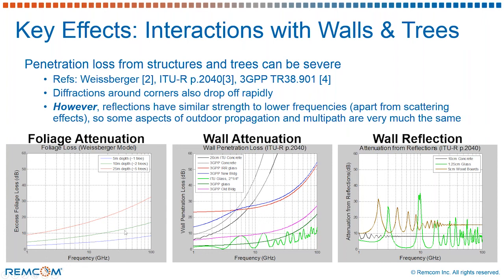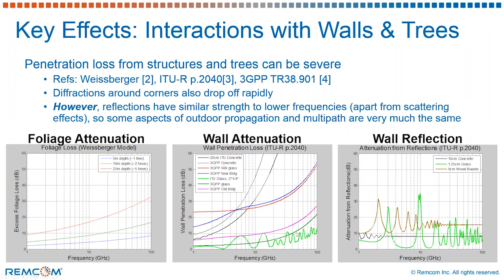mmWave also suffers from penetration losses from structures and trees. Starting on the left, we have a plot of penetration losses that might be typical for 1, 2, or 5 trees, shown in blue, green, and red respectively. And you can see as you go up from 1 gigahertz to 10 gigahertz and above that the trend is very strongly upward. And with large numbers of trees, you can see losses of 10 or 15 dB beyond what you would expect at the lower frequencies.